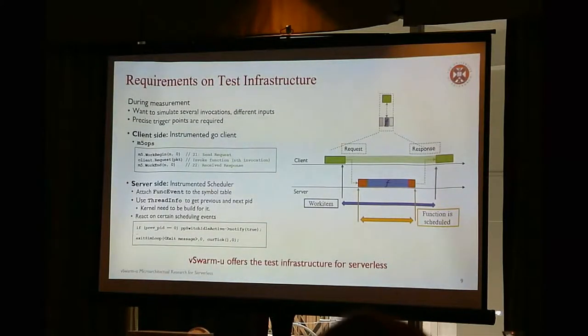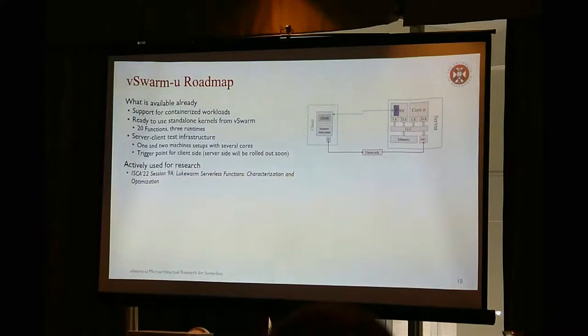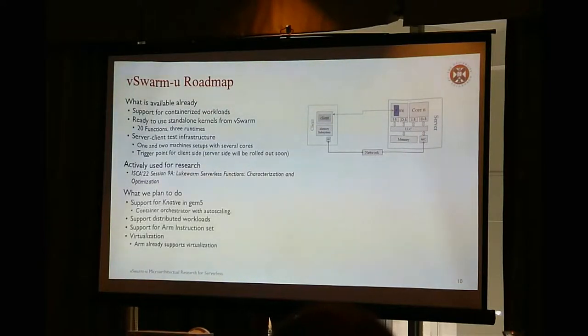All the test setup you can find in vSwarm-u. I have already implemented quite a lot of things. We have these containerized workloads. We can use these 20 ready-to-use standalone kernels from vSwarm. And we have the test infrastructure, which is more representative than the baseline we have in gem5. We have two cores, and we have one machine setups and two machine setups with several cores. And as I said, the trigger points are there. Server side will come soon. This tool is actively used for our research. And of course, we plan a lot more to do.